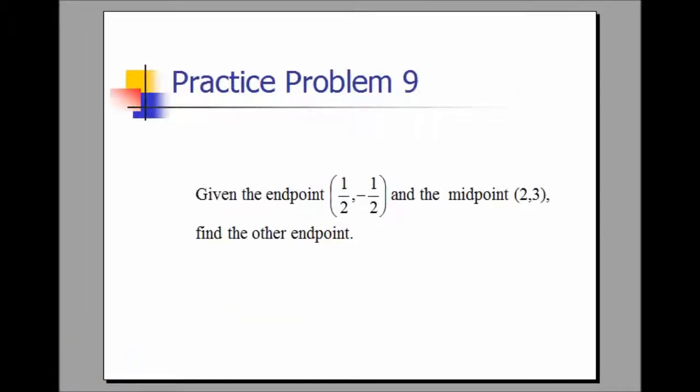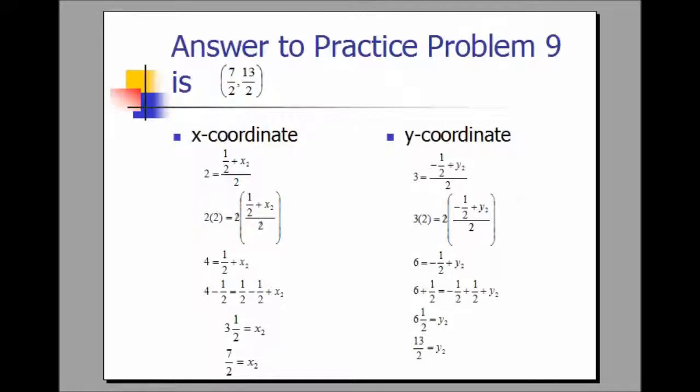Practice problem 9. Given the endpoint (1/2, -1/2) and the midpoint (2, 3), find the other endpoint. The answer to practice problem 9 is (7/2, 13/2). We substitute into the formula for the x-coordinate of the midpoint to find the missing x-coordinate of the other endpoint.